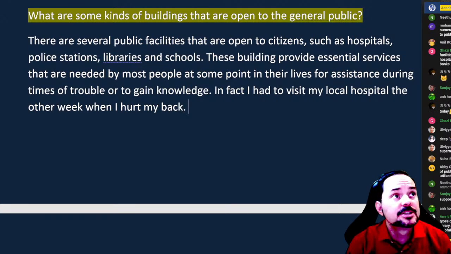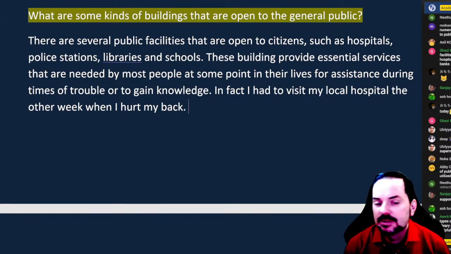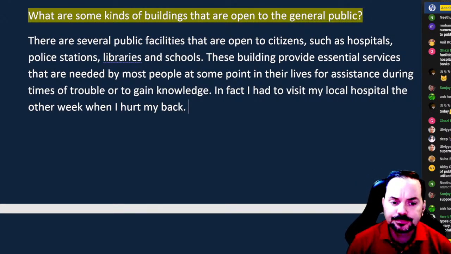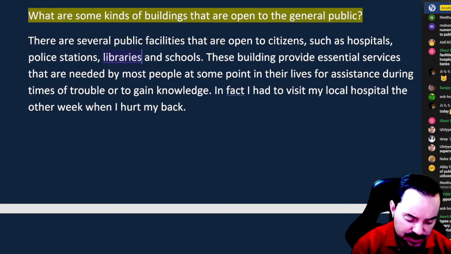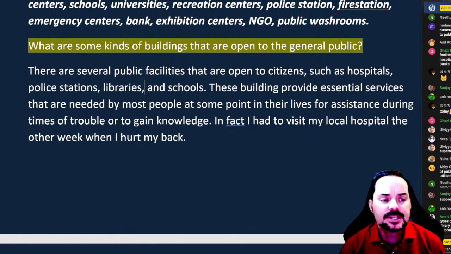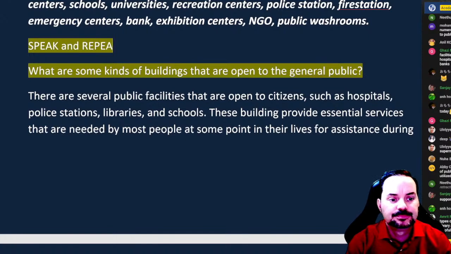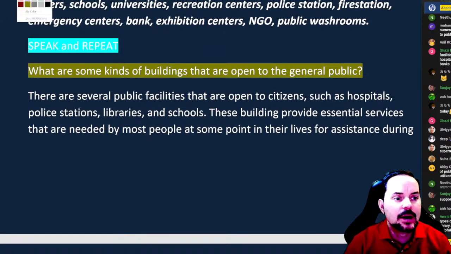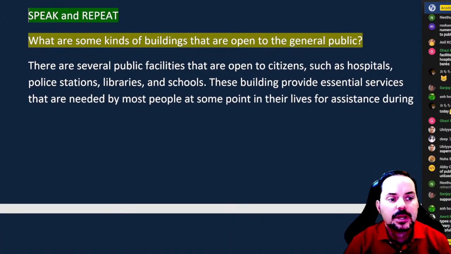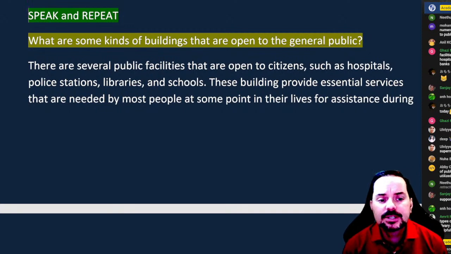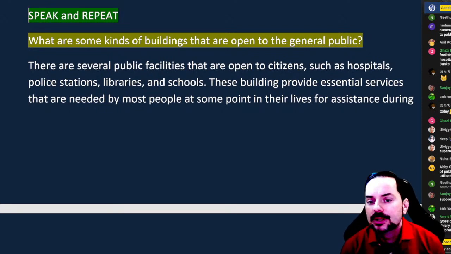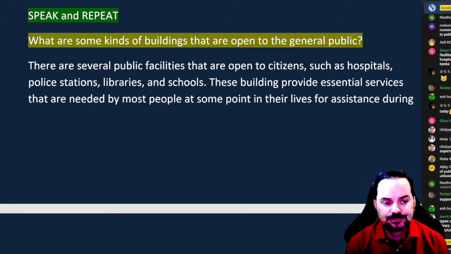All right, here is my answer. Typed up nice and fast. Let's see if you've come up with something similar. So this is speaking, everybody. So make sure to speak and repeat, okay? Copy what I say and copy how I say it, okay? And copy the question as well. What are some kinds of buildings that are open to the general public?